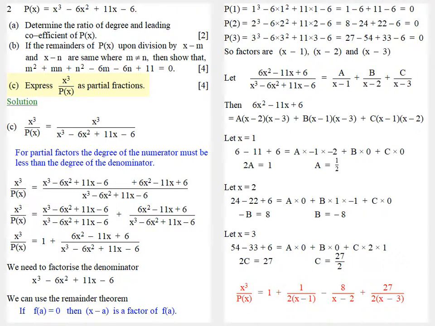So x cubed over p(x) equals 1 plus, now it's a half over x minus 1. That can be written as 1 over 2 into (x minus 1), minus 8 over (x minus 2), plus 27 over 2, all over (x minus 3). Well, that can be written as 27 over 2 times (x minus 3). So our solution is x cubed over p(x) is equal to 1 plus 1 over 2 into (x minus 1) minus 8 over (x minus 2) plus 27 over 2 into (x minus 3).